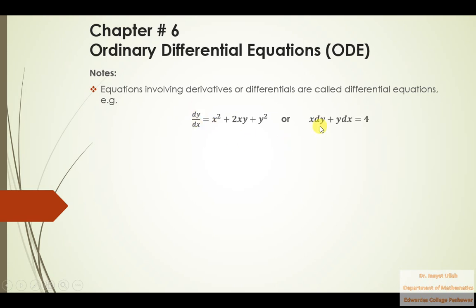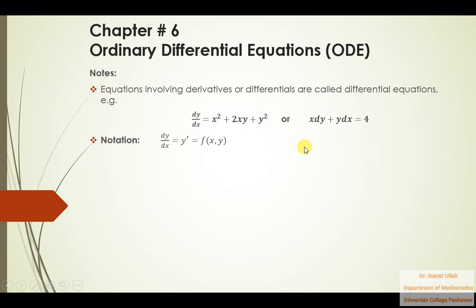And if we look at this side, this is dy. dy means differential of y, and dx means differential of x. There is a little bit of difference between differential and derivative. Anyways, this is the differential of y and this is the differential of x, and this is an equation. So this equation involves the differential of x and the differential of y. That's why this equation is called a differential equation.